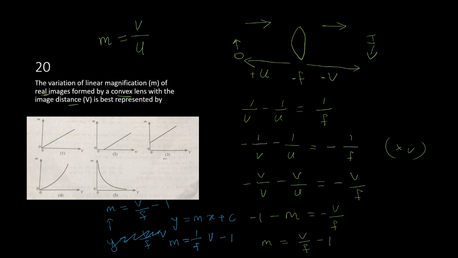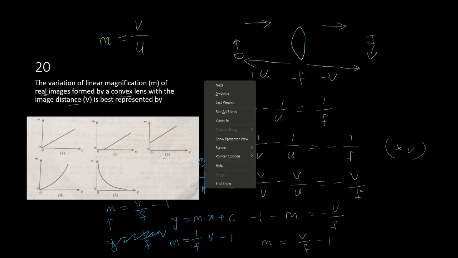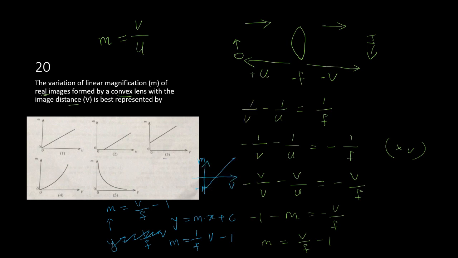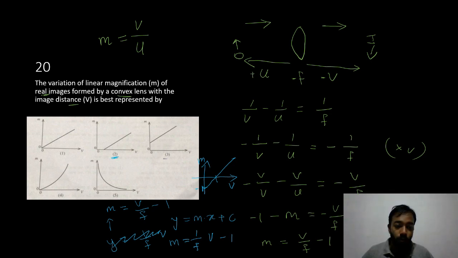So if you draw a graph, for the y-intercept to be minus 1, it should be negative here. So the graph should start from here, and the x-axis is v and the y-axis is linear magnification. So this should be a linear graph like this. This negative part is not drawn here. So out of the answers, the most suitable answer is answer number 2. So you can just get the answer from this derivation.